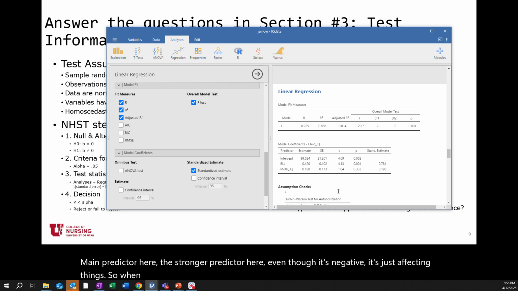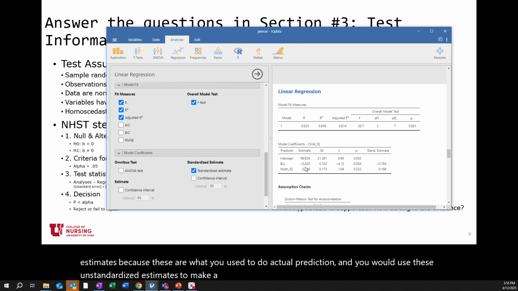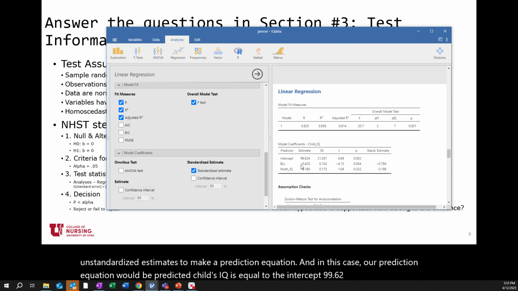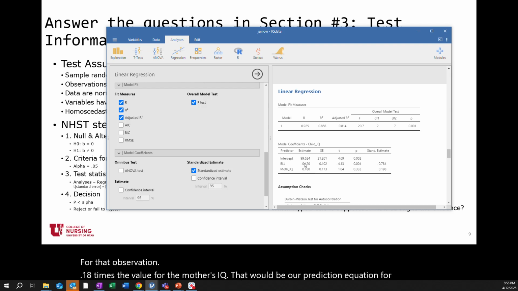So when it comes to the prediction equation, you want to use the unstandardized estimates because these are what you use to do actual prediction. And you would use these unstandardized estimates to make a prediction equation. And in this case, our prediction equation would be predicted child's IQ is equal to the intercept, 99.624, subtract, because this one's negative, 0.42 times the value of the blood level for that observation, plus 0.18 times the value for the mother's IQ. That would be our prediction equation for this regression model.